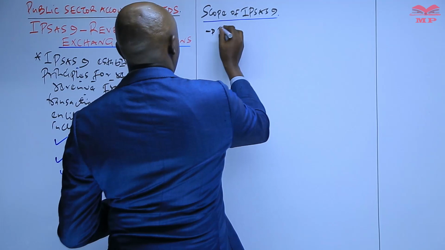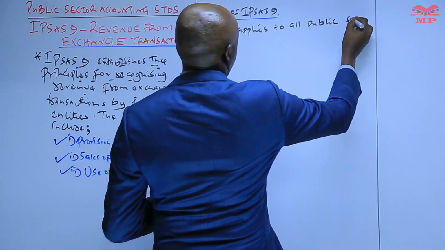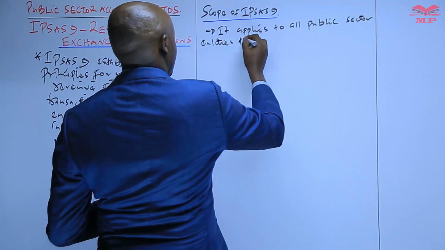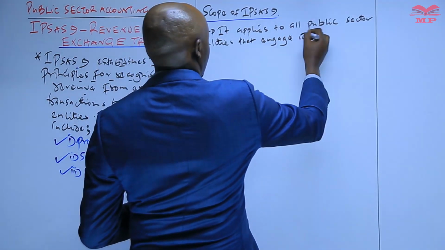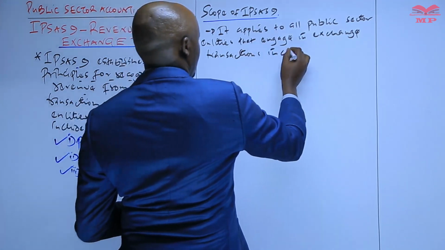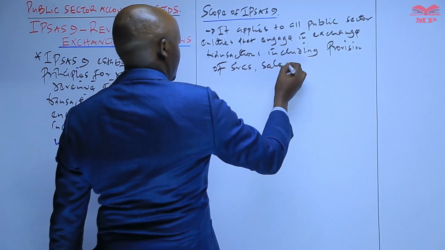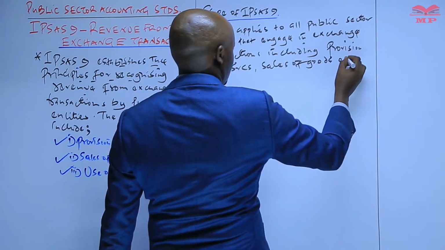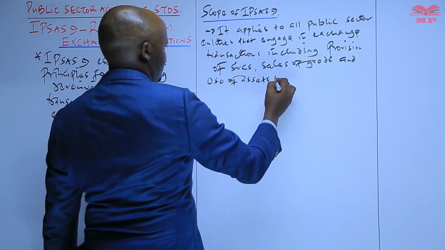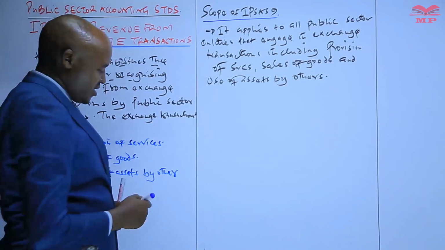And therefore we can say that it applies to all public sector entities that engage in exchange transactions, including provision of services, sales of goods, and use of assets by others. Use of assets by whom? By others. So then from there we can look at some few definitions.